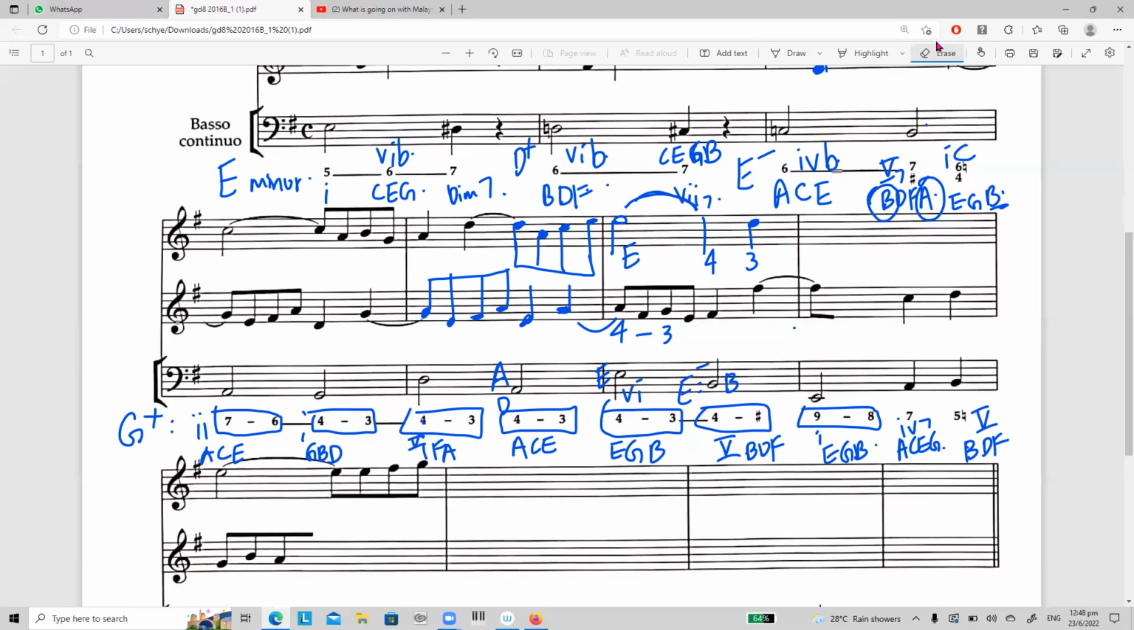So again, I need some notes in between. So here I choose to imitate the interval. Go down by third, E, C, D, B. I imitate the interval.